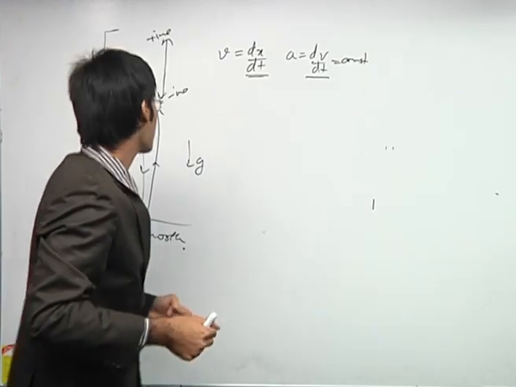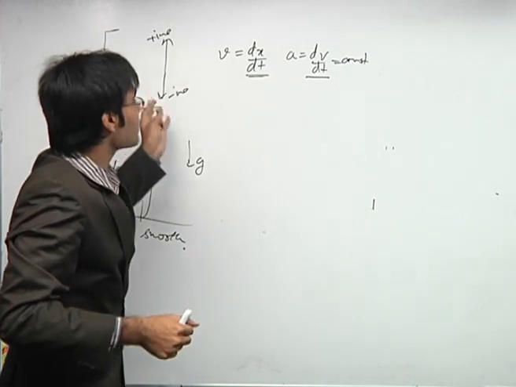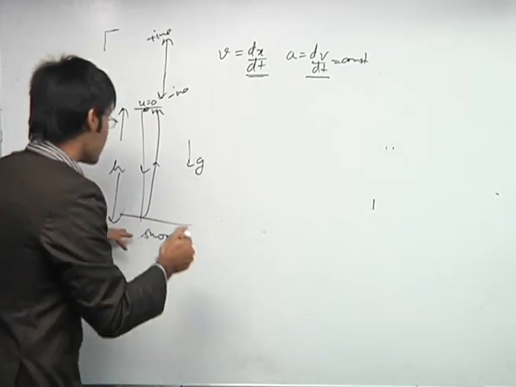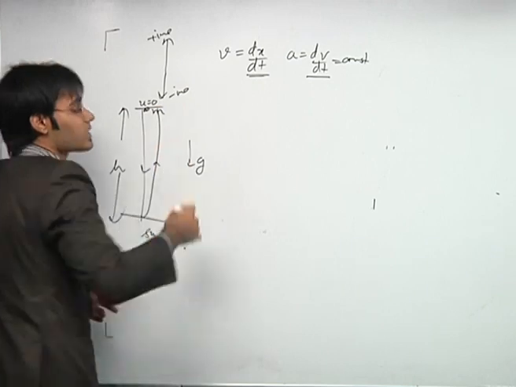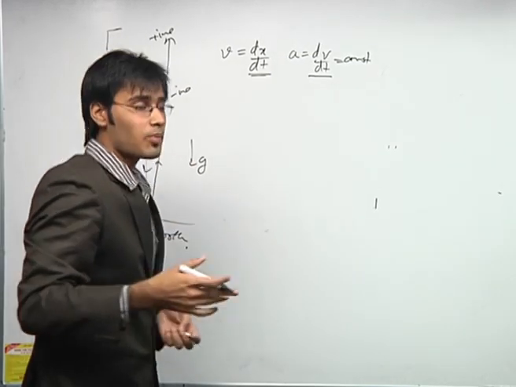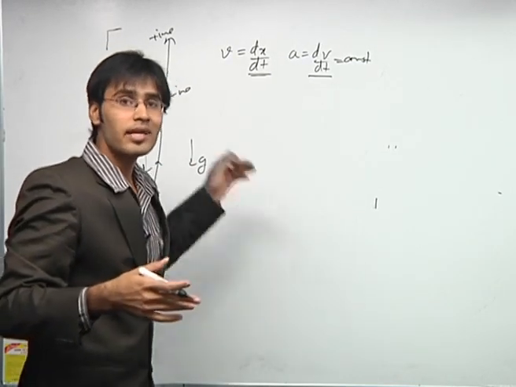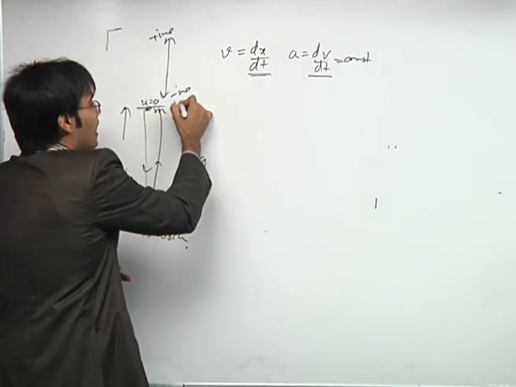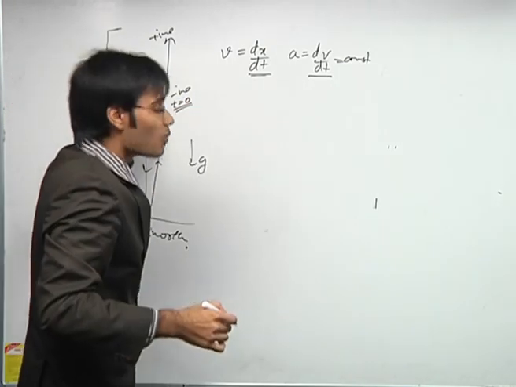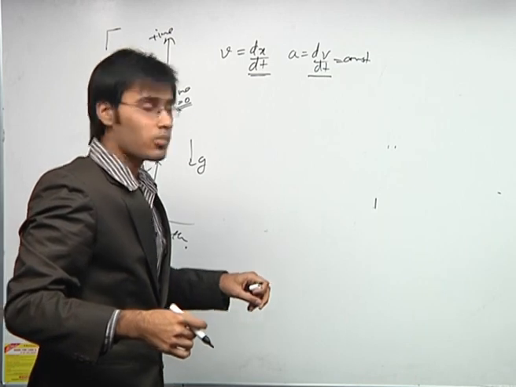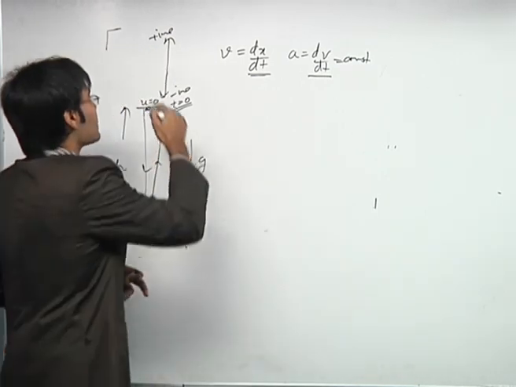and a versus t. Our choice of positive and negative remains the same, and the origin we always take whenever the particle is starting or whenever we are considering t equal to 0. So over here I am counting time from the moment when the ball is about to drop. That is t equal to 0, and that is also the origin.